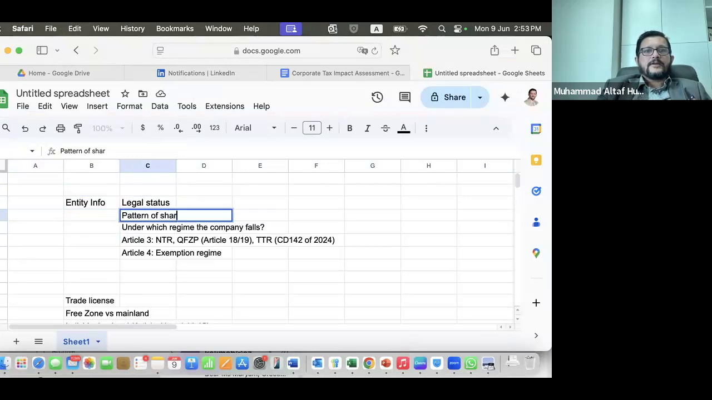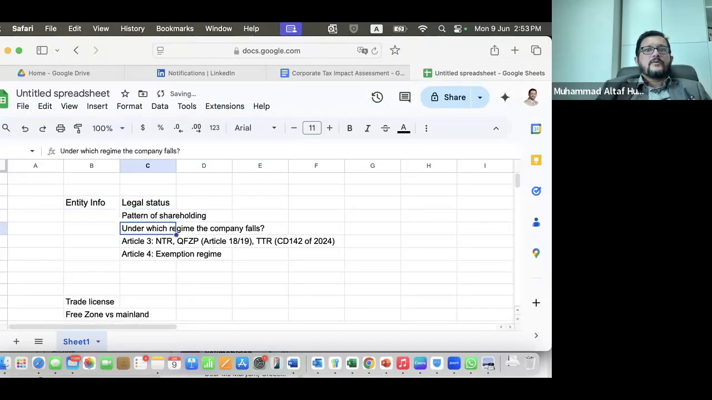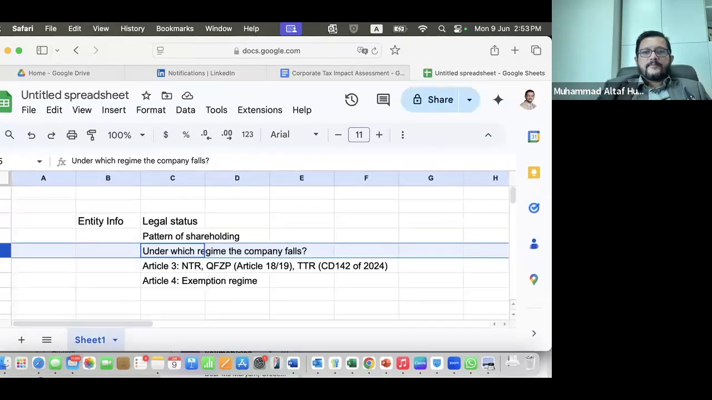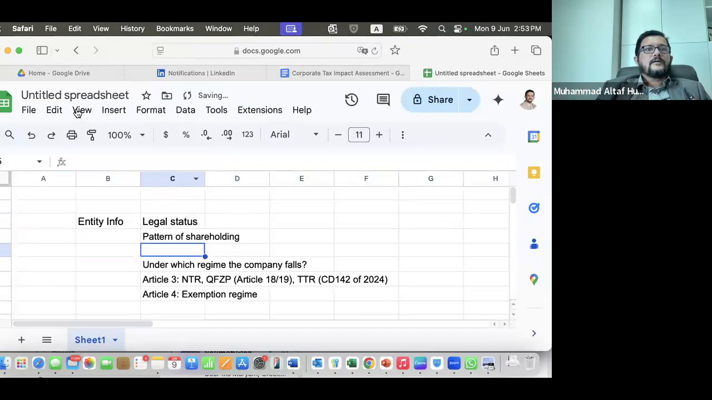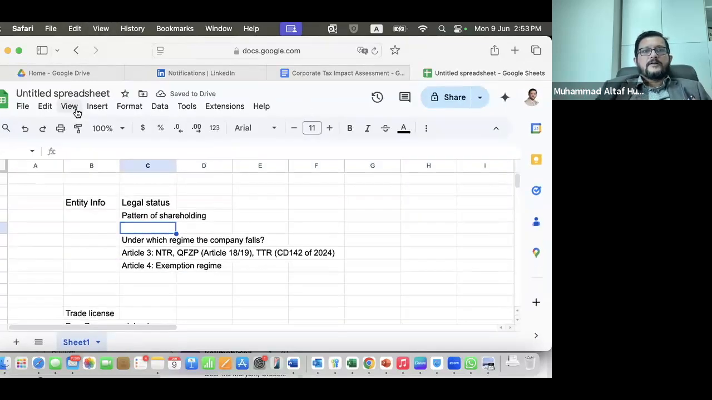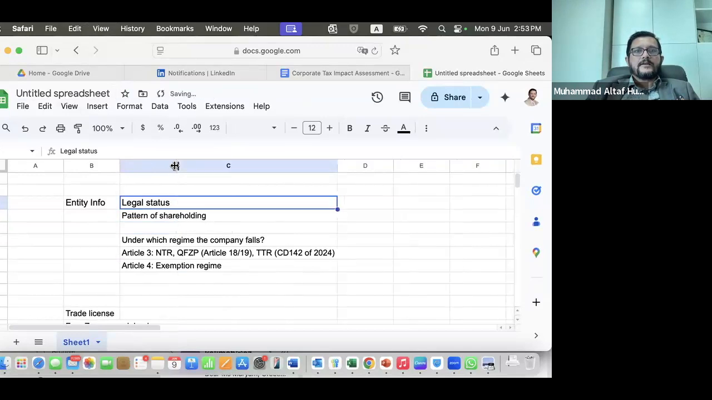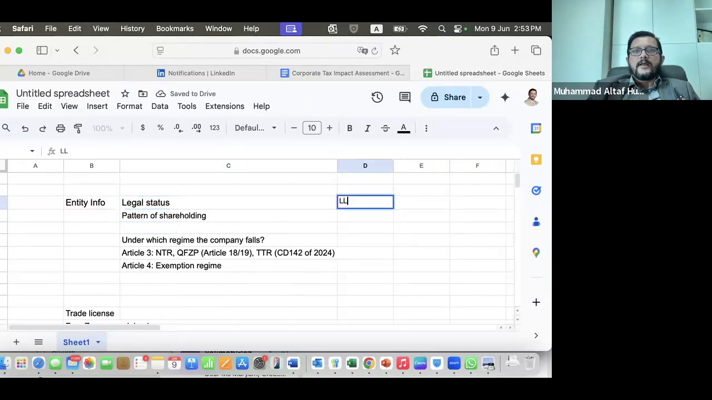Pattern of shareholding, right? Who are the shareholders? So these are so many different sections that are going to come, and through these we can start connecting. For example, if we're saying what is the legal status, it can be an LLC, it can be a sole establishment, etc. So these we can write, right?